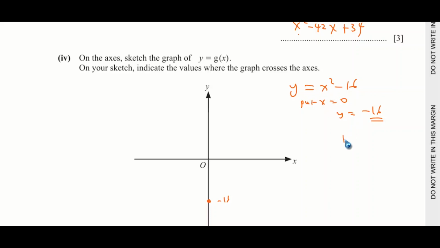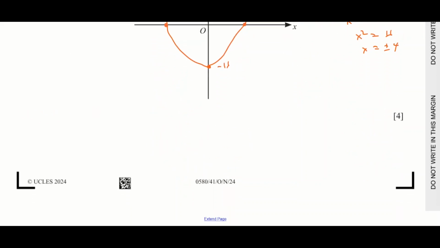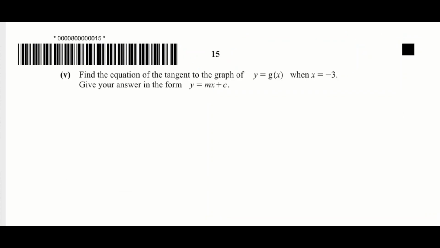Then put y equals 0. So that will be x squared minus 16 equals 0. x squared equals 16. So x equals plus or minus 4. So we're going to have a point here. We're going to have a point here. So you can just sketch this like this. You can use your French curve. Okay, like this. You can have something like this. So this is what you have. Okay. So let's go to the next question.